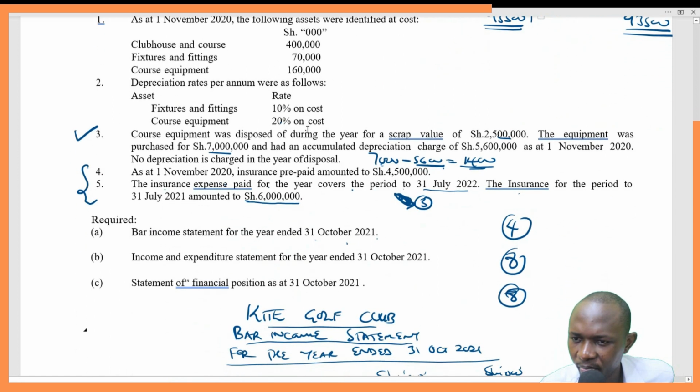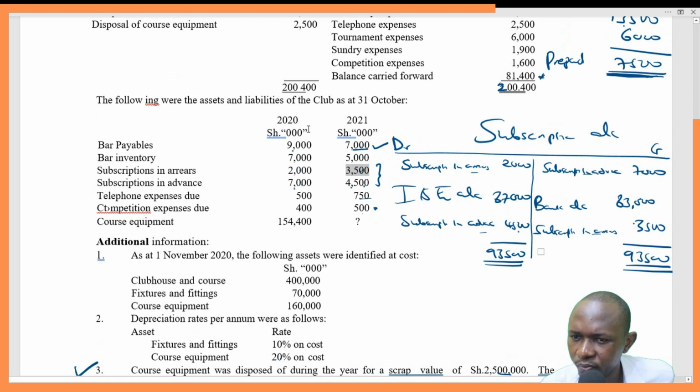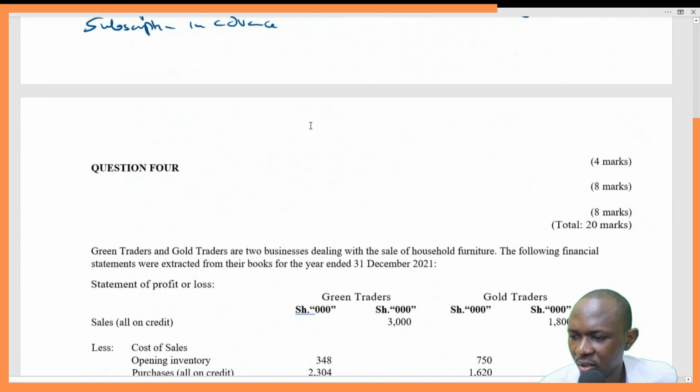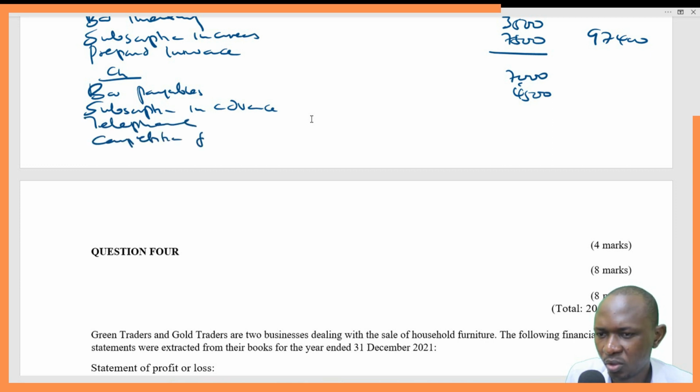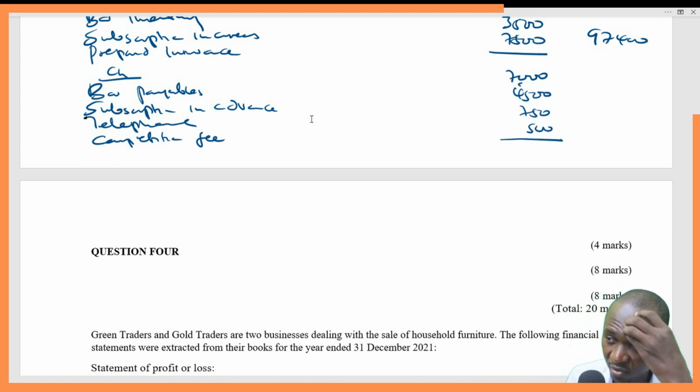I think they're the only ones. So telephone and competition, 750 and 500. Telephone and competition fee owing. This is 750 and 500. So let's add this. This gives us 5,000, 12,000, 12,750.